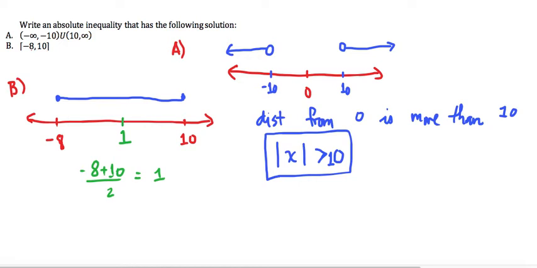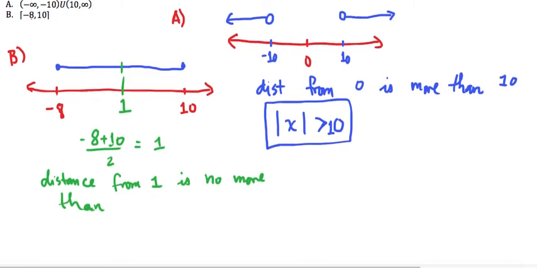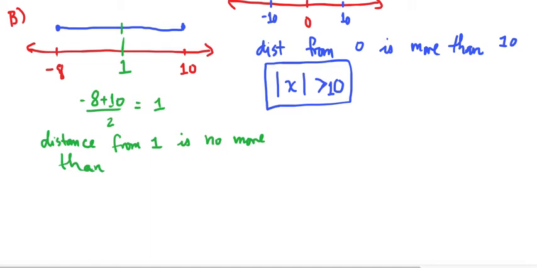So if you think about it, what this middle point and this blue line segment means, I'll write down here, this is the distance from 1 is no more than 9. In other words, all of my solutions is within 9 units of the number 1. Every number within 9 units of 1 is part of the correct answer. But how do we write that? How do we make this into an absolute value expression?